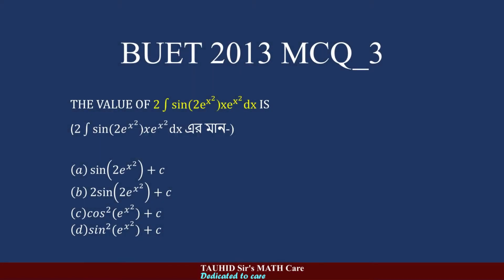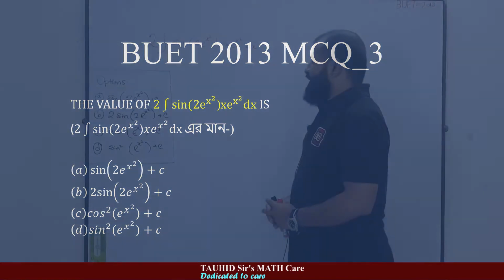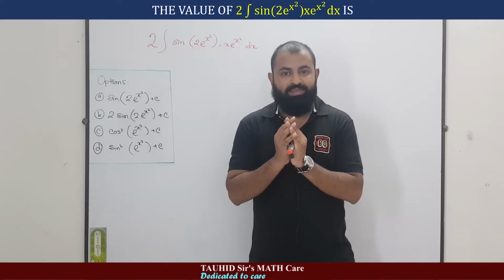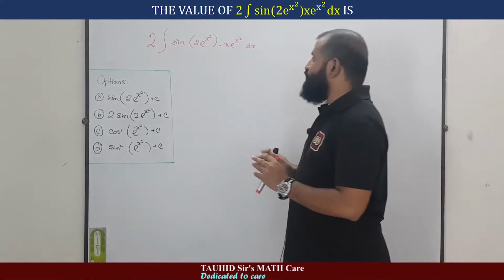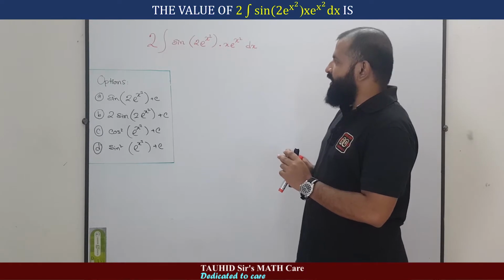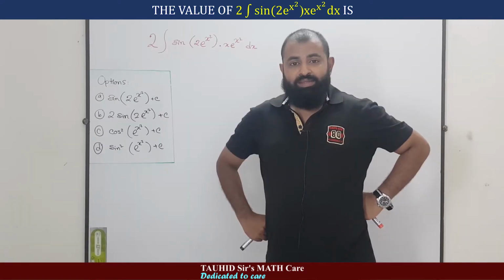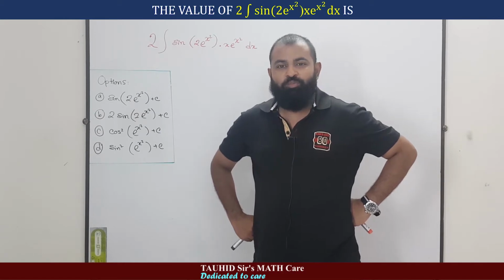What is the value of 2 multiplied by integration of sine 2 e to the power x square multiplied by x e to the power x square dx? There are 4 options given here. You can see them on the screen. This math is a funny math too, because when you see this math for the first time, you will feel a little bit uncomfortable. It seems that this math is so big. In reality, this math is not so big at all.